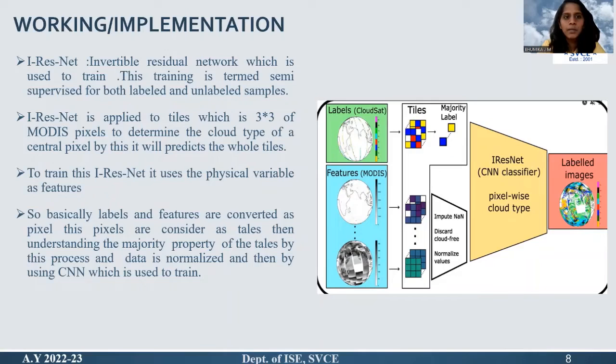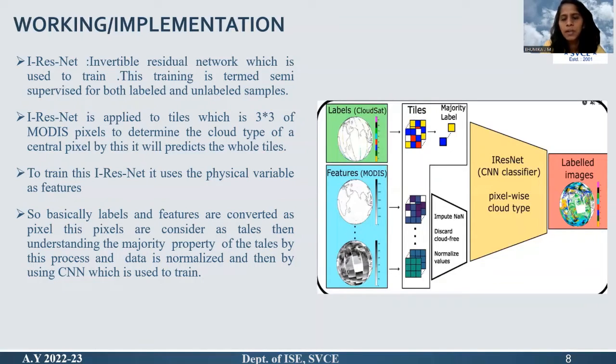IRIS-Net, an invertible residual network, is used to train. This training is termed semi-supervised, for both labeled and unlabeled samples. IRIS-Net is applied to tiles of 3 by 3 MODIS pixels to determine the cloud type of the central pixel. By this, it will predict the whole tile. To train this IRIS-Net, it uses the physical variables as features. So basically, labels and features are converted into pixels. These pixels are considered as tiles.